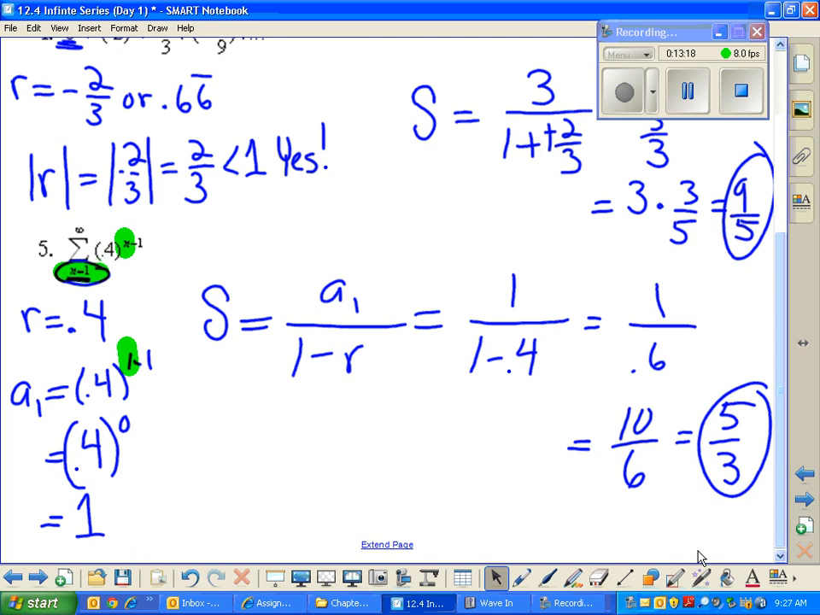Big idea in today's lesson: we do a test to see if a series has a sum. It has to be geometric with an absolute value common ratio less than 1. If those two circumstances exist, your infinite series has a sum, and you can find it. Instead of doing your sequence of partial sums, you can actually find it by using our sum formula, a sub 1 over 1 minus r.